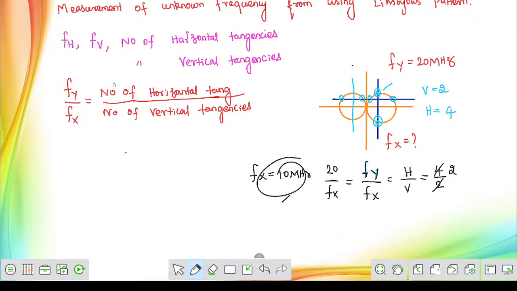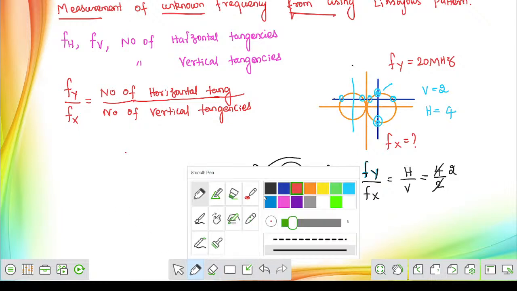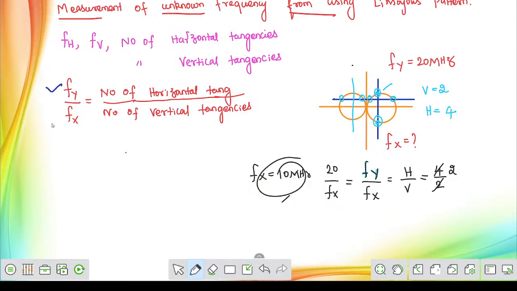Let us go to the next one. Measurement of unknown frequency using Lissajous pattern. Now we know the formula for this, that is y-axis signal frequency divided by x-axis signal frequency equals number of horizontal tangency divided by number of vertical tangency. For that I took some example here. I will show you.